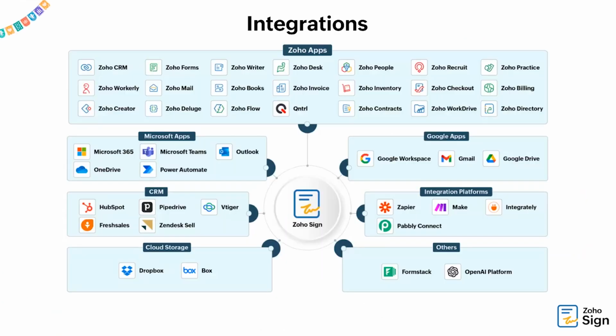Zoho Sign is one of the highly integrated applications within the Zoho ecosystem, seamlessly integrating with over 20 popular Zoho apps. But that's not all. It also syncs effortlessly with leading third-party ecosystems and applications such as Microsoft 365, Google Workspace, Zapier, HubSpot, Dropbox, Box, and more. This extensive integration simplifies workflow management, allowing you to conveniently manage all your tasks from one central location.